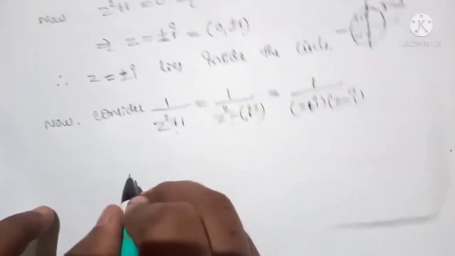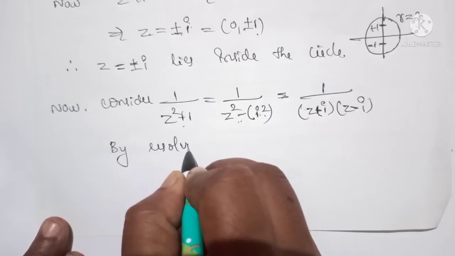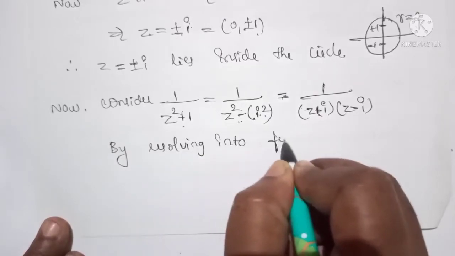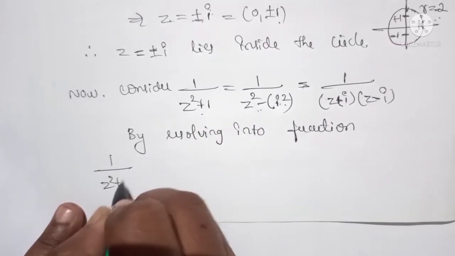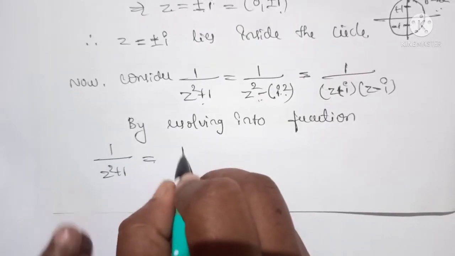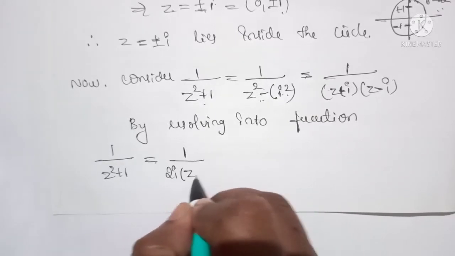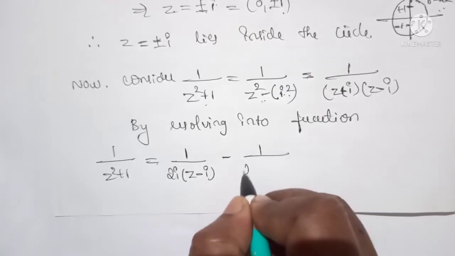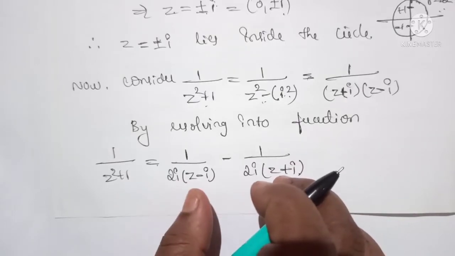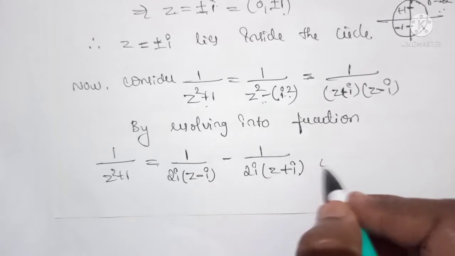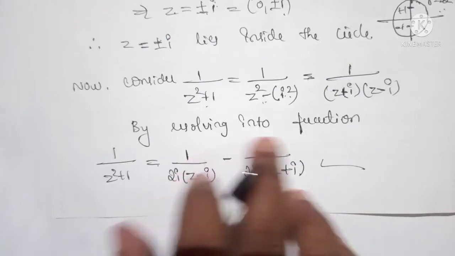Okay, so this can be resolved into partial fractions. By resolving into partial fractions and calculating the constant values, we get 1 divided by z square plus 1 equals 1 divided by 2i times 1 over z minus i, minus 1 divided by 2i times 1 over z plus i. So for resolving into partial fractions, we get this. You can go through the first problem, where you will get an idea of resolving into partial fractions.